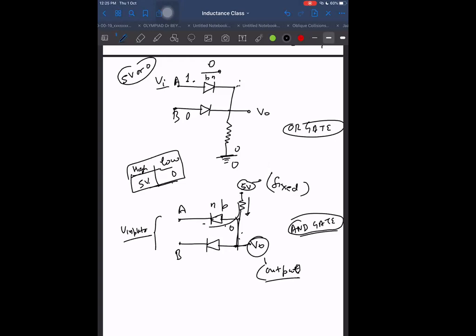Yes, sir. That's right. So any one of these, when I make 0, the output becomes 0. And that is nothing but an AND gate. Okay now? Same thing I can do with 3 diodes, 4 diodes, 5 diodes, and as a result, it will keep on changing into an AND gate of multiple inputs.